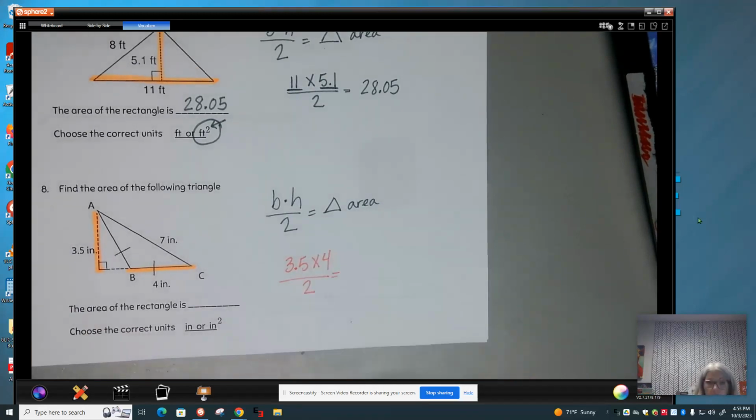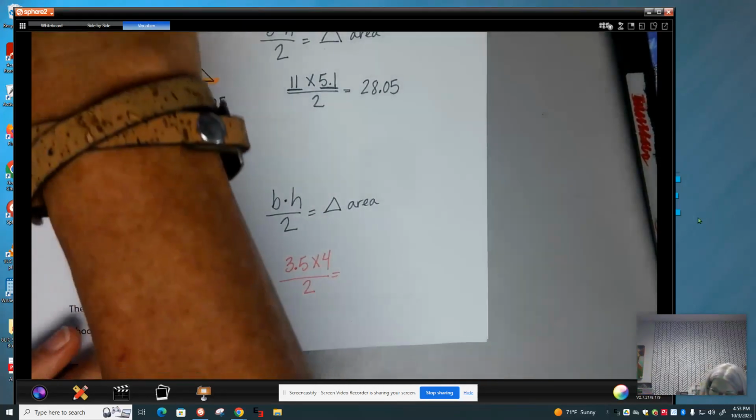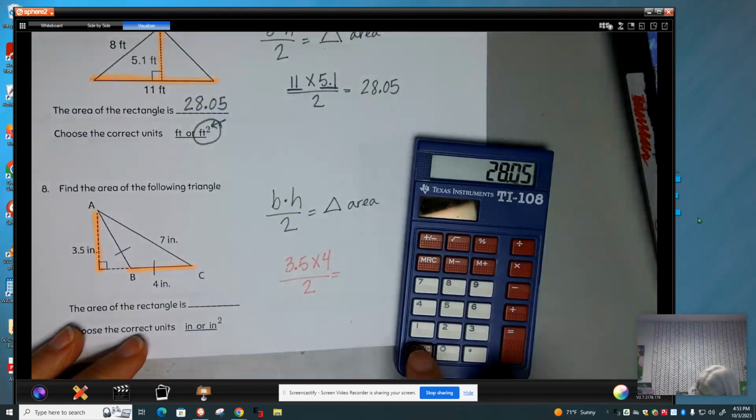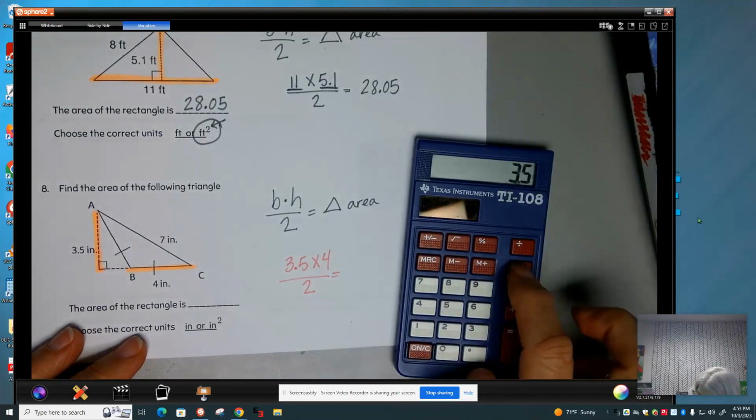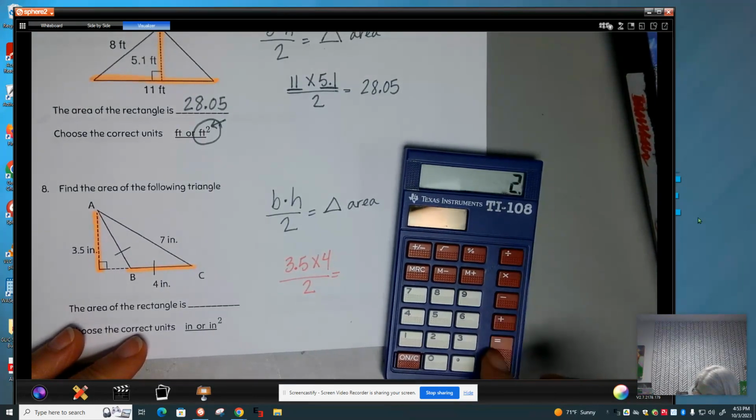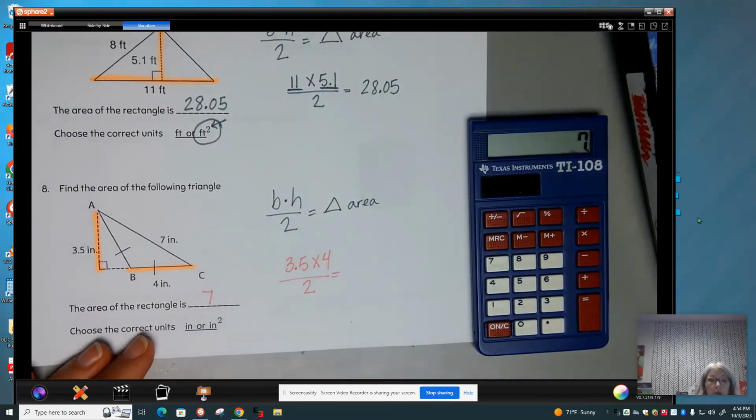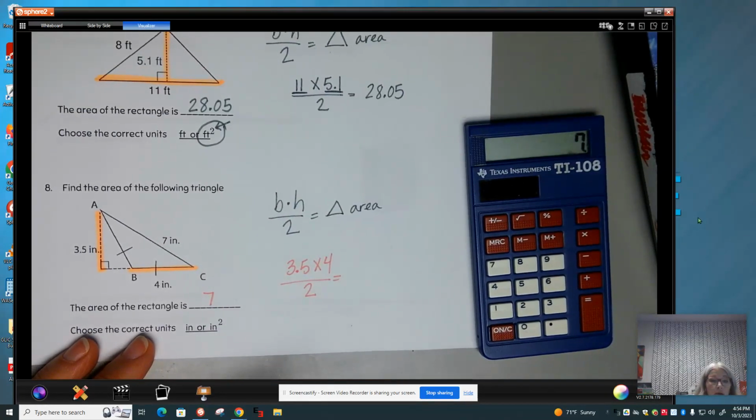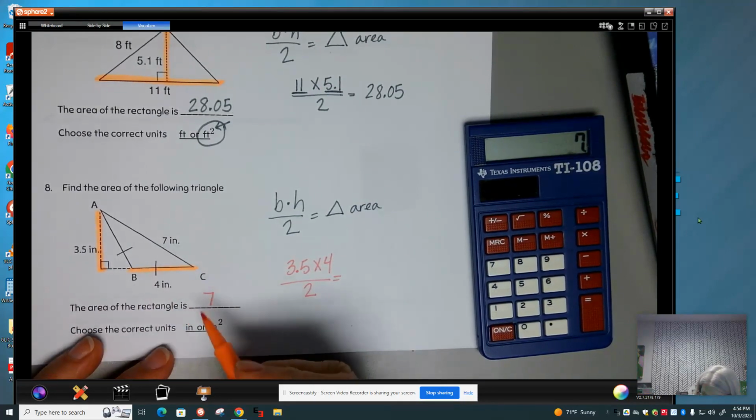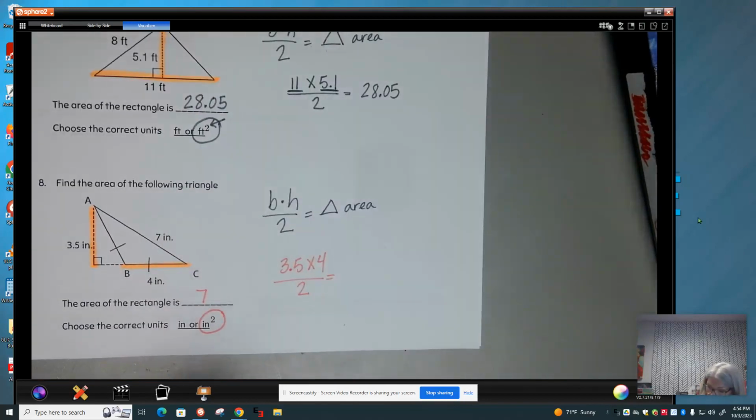Now, some of you might have noticed that I'm using the x. When there's a decimal in the problem, I'll use the x just so it's not confusing. 3.5 times 4 equals 14 divided by 2 is 7. Remember, you can always use a calculator when you're doing area. And because we're finding the number of inches that cover the space in squares, the answer is squared.